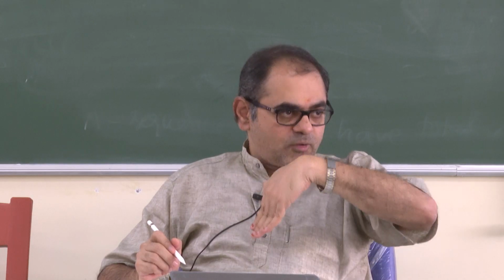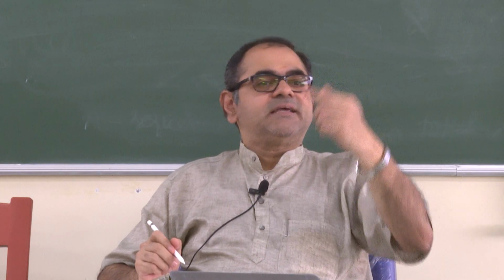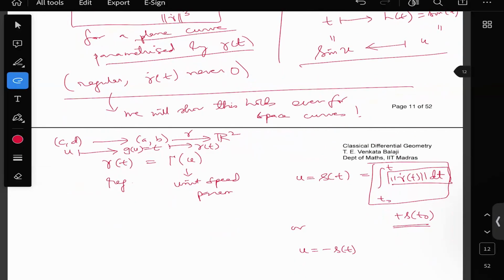Okay. It's only because of the sign of g dash, whether you're going to take g to be monotonically increasing or monotonically decreasing, that the sign changes. But whether you put u equal to st or u equal to minus st, you see in both cases that d squared gamma of u by du squared is unchanged.